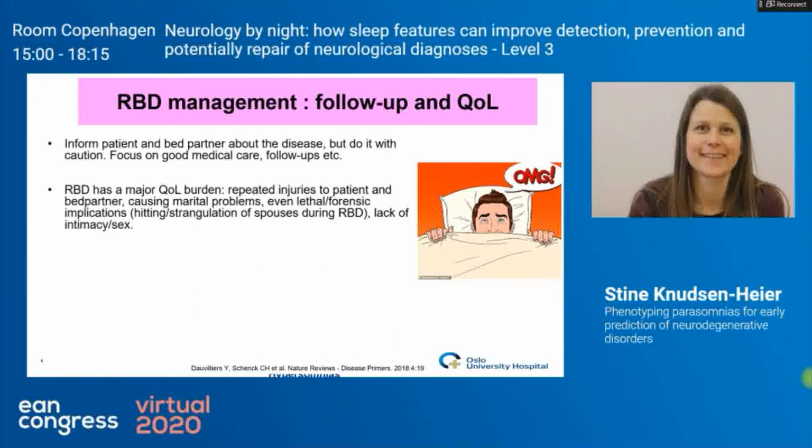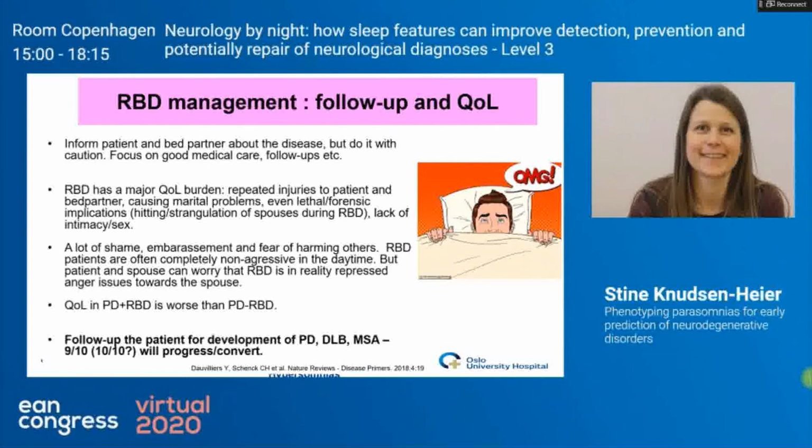First of all, both the patient and the bed partner can be hurt. There can be injuries. And there can also be marriage problems and lack of intimacy, because the patient may try to, for example, strangle and hit his wife during sleep. And that can bring a lot of shame and embarrassment and fear of harming others along with the physical problems.